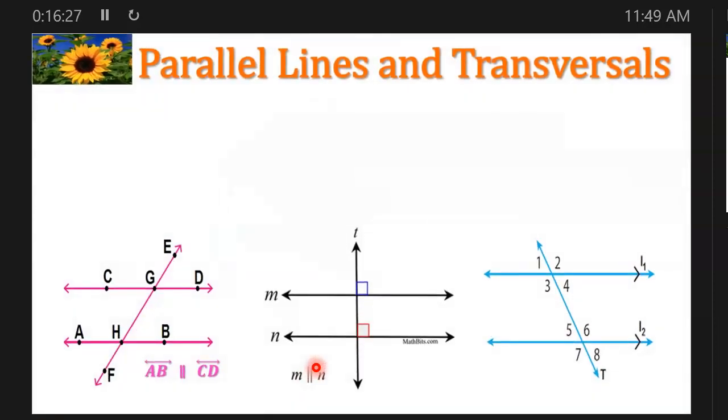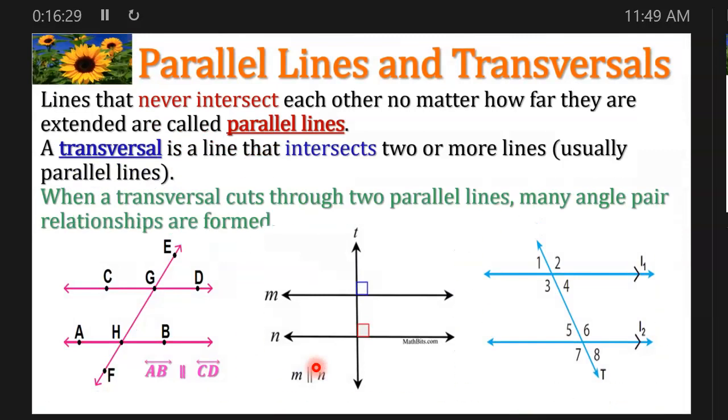All right, so here's some pictures of parallel lines with transversals. Lines that never intersect each other, no matter how far they are extended, are called parallel lines. A transversal is a line that intersects two or more lines, usually parallel lines. When a transversal cuts through two parallel lines, many angle pair relationships are formed. So here's an example of line AB being parallel to line CD. Okay, and then here's line M and N, and it's being sliced by this transversal here. And then there's this line 1 and line 2 also being sliced by a transversal.